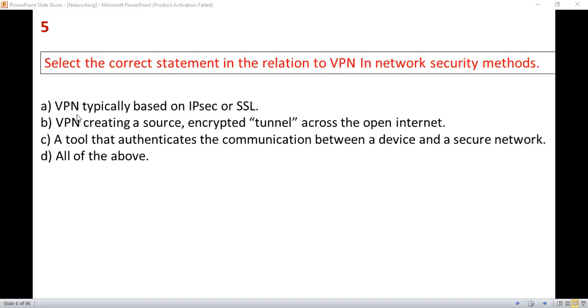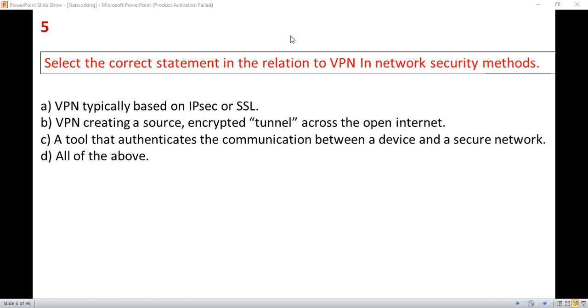If we are talking about VPN in a network security method, a VPN is typically based on IPsec or SSL. And also, a VPN creates a secure encrypted tunnel across the open internet. So the first and second options are included in VPN. And the third option is a tool that authenticates the communication between a device and a secure network.